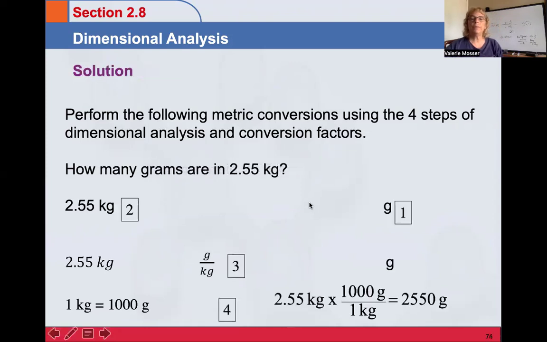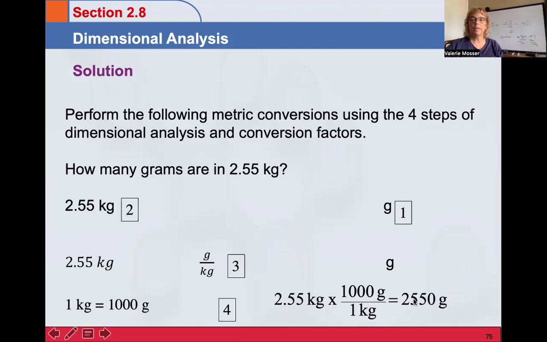So to convert grams into kilograms, our first step is to write down grams, because that's what we're looking for. Our second step is the 2.55 kilograms. Our conversion factor here is kilograms on the bottom and grams on the top. 1 kilogram equals 1,000 grams. Always be 1 with the prefix. 1 kilogram equals 1,000 grams.